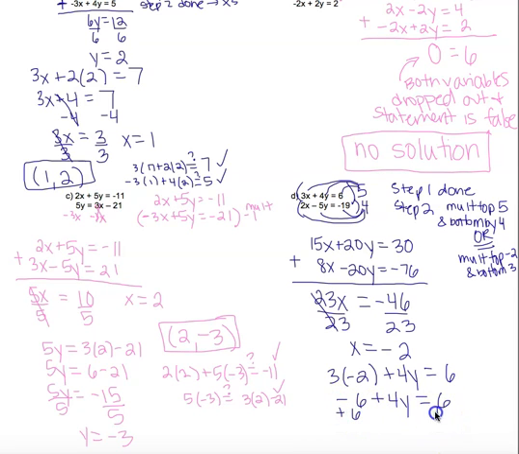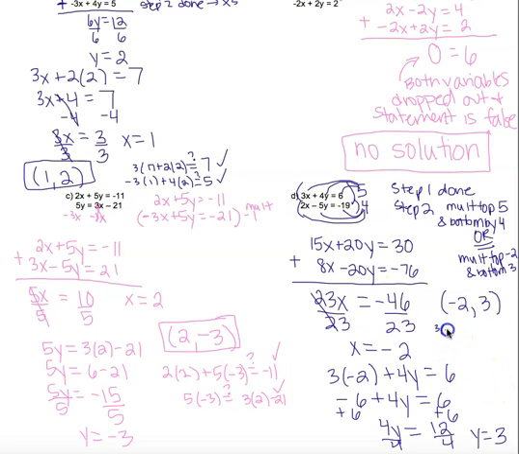Add 6, add 6. 4y equals 12. Then divide by 4, divide by 4. I get y equals 3. So my ordered pair solution here should be negative 2, positive 3. And then I'm going to check it.